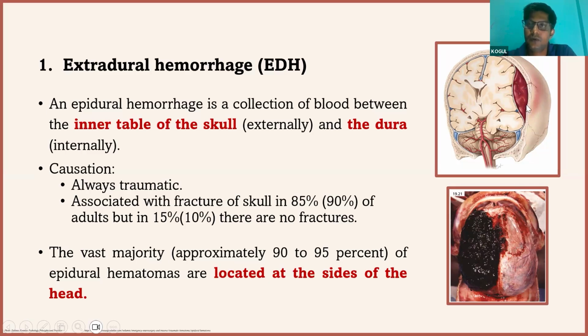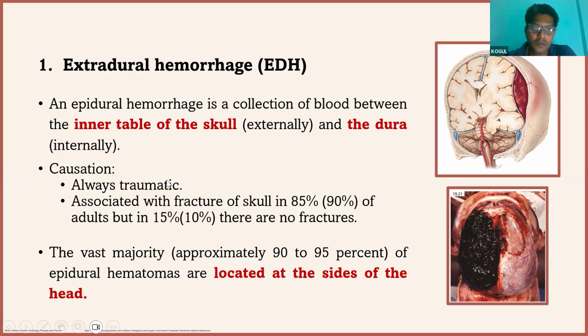Most of the time it is traumatic, because it occurs after trauma. The common site is the temporal site, where you damage the blood vessel, the middle meningeal artery, and you get bleeding. But sometimes there are possibilities of getting EDH without a fracture also. So when MCQs ask, "always associated with fracture" is false, but "almost always associated with fracture" is true, because almost always means around 90%, and always means 100%.